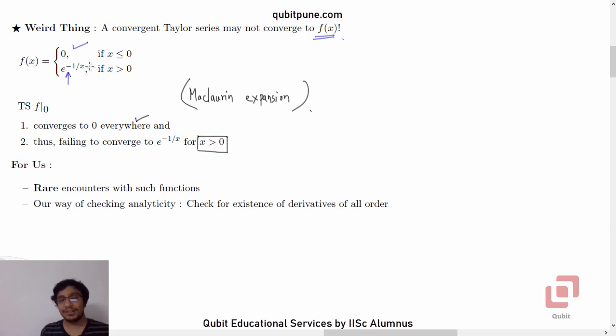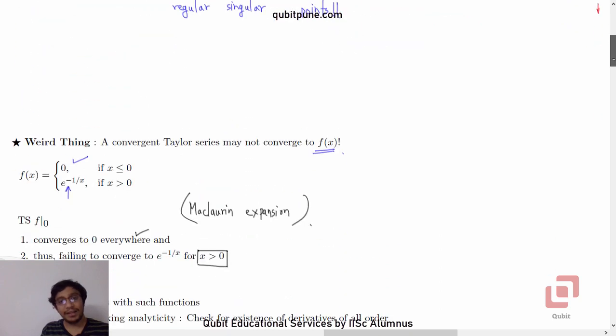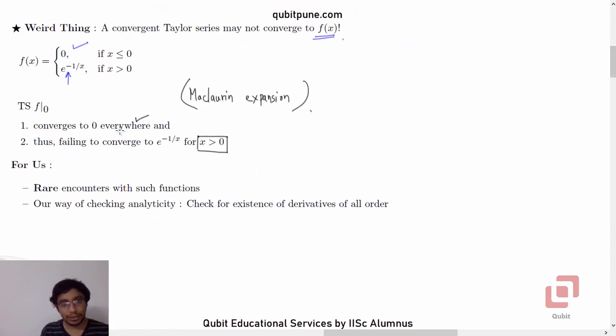Okay, because we know that this is not a constant function. Okay, it is given by e to the power minus 1 upon x if x is greater than 0. But if you use the formula for Taylor series mentioned here, you will find that the Taylor series converges, but it converges to 0 everywhere. Okay, we would like it to converge to 0 for non-positive values of x, but we would not like it to converge to 0 for positive values of x. Yes. Okay, so although the Taylor series converges, it fails to converge to e to the power minus 1 upon x for positive values of x.